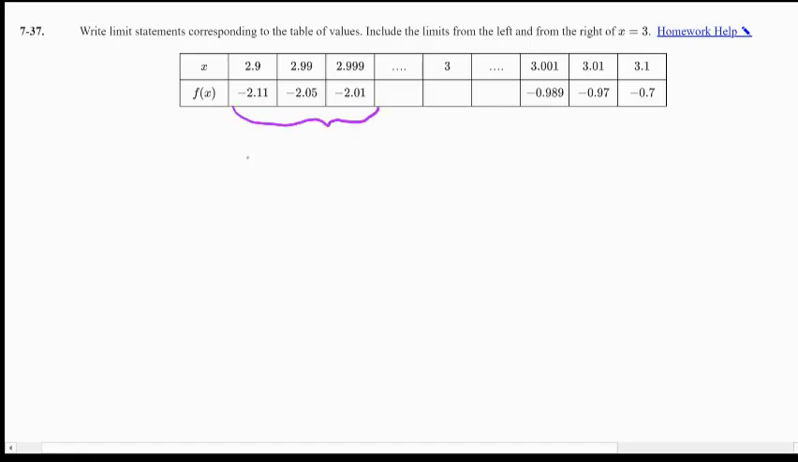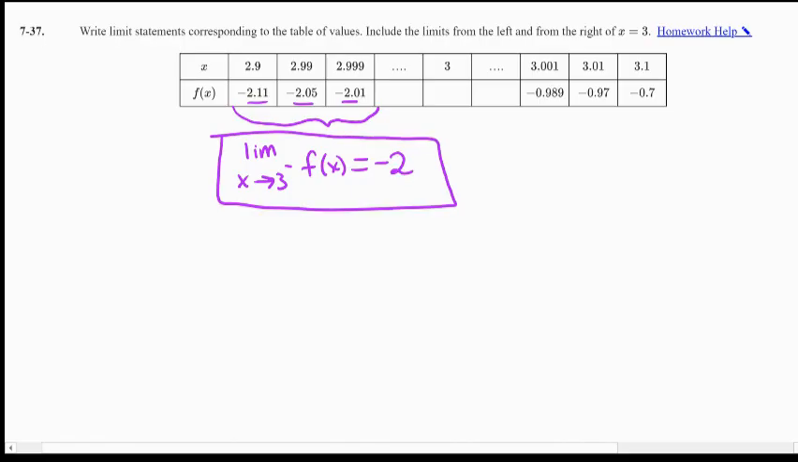So the way I would write this limit is the limit as x approaches 3, and then I'm going to put a little negative sign, meaning from the left side, of the function f of x. So that's how I write the limit, and then the actual value that it's approaching is what it's going to equal. And so I see these numbers are going closer and closer and closer to -2, which tells me that's where my limit as x approaches 3 from the left side is.